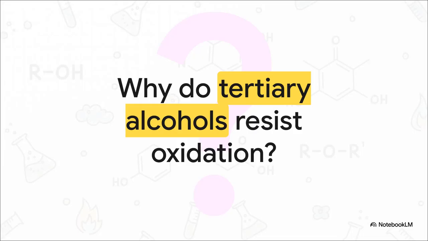I want to leave you with this higher-order question from the source material to chew on as we wrap up. Based on the microscopic structures we've explored today, why do tertiary alcohols resist oxidation? Think back to how those carbon atoms are arranged around the hydroxyl group. What exactly needs to break for an oxidation reaction to happen?